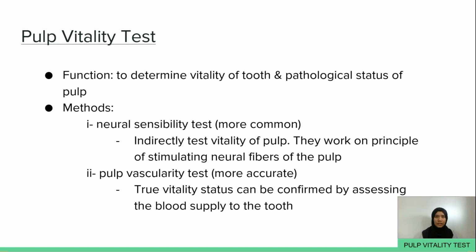The function is to determine the vitality of the tooth and the pathological status of the pulp. There are two methods for pulp vitality test. The first one is the neural sensibility test, which is more common, and the second one is the pulp vascularity test, which is more accurate. The neural sensibility test indirectly tests the vitality of the pulp, working on the principle of stimulating neural fibers of the pulp. While the pulp vascularity test confirms the true vitality status by assessing the blood supply to the tooth.